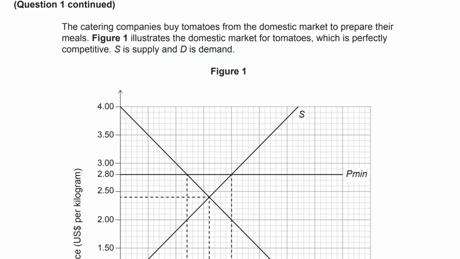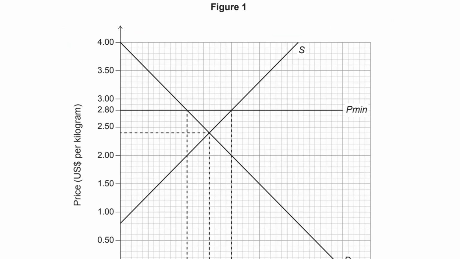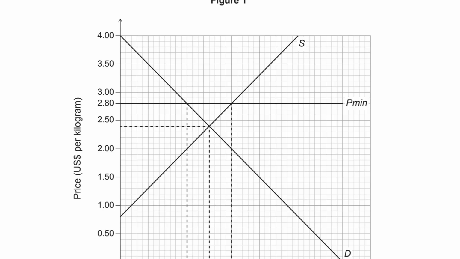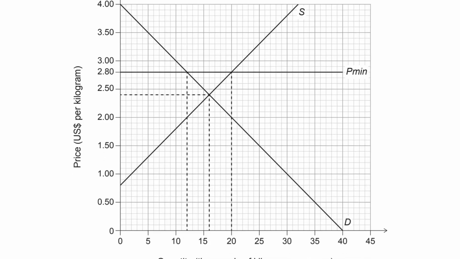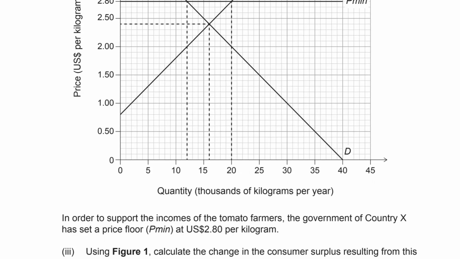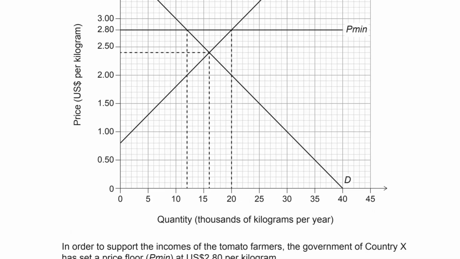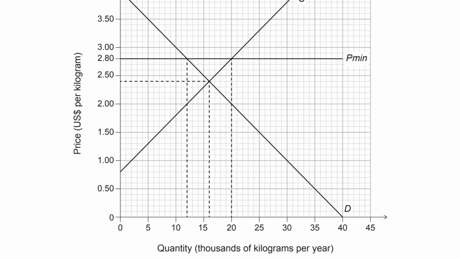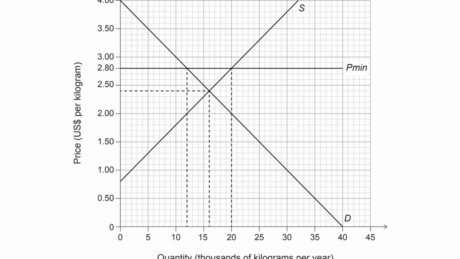Okay, so let's go down to figure 1. Okay, so here we go, figure 1. We've got some kind of supply curve. We have some kind of demand, and next we've got this thing called P min, which I'm guessing is going to be the price control or the price floor, which we're going to discuss in a minute. Okay, so everything pretty standard at this point.